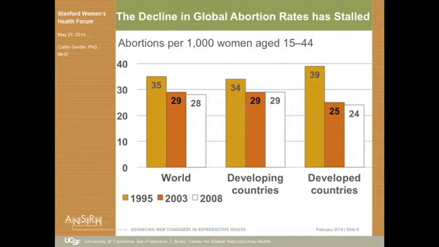Now, over the past 2 decades, the decline that we had seen fairly steadily taking place in the global abortion rate has stalled. As you can see, there was a fairly substantial decline from 1995 to 2003. But then from 2003 to 2008, and these are the most recent data that come from the Guttmacher Institute, which does a great deal of counting of abortion and contraceptive use, the decline has really stalled.